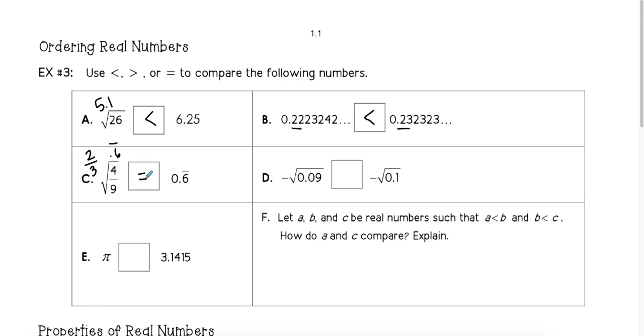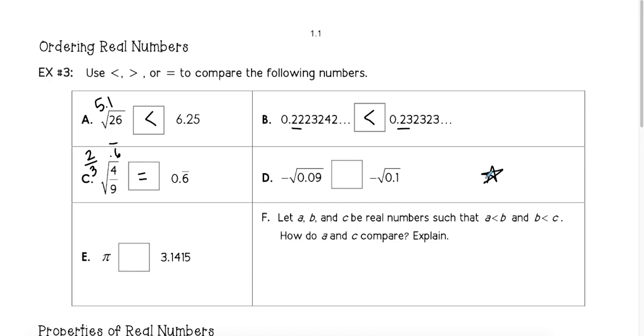Next one. Okay, this is the one I really like, and you should pay attention. Let's star it. Okay, we have to think about this. The square root of 0.09 and then the square root of 0.1. If we're ignoring the negatives, I know that the square root of 0.09 is smaller than the square root of 0.1, because 0.09 is a tiny bit smaller than 0.1.